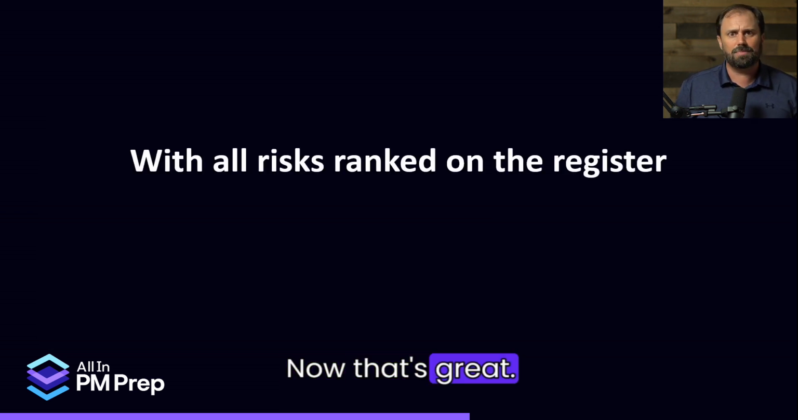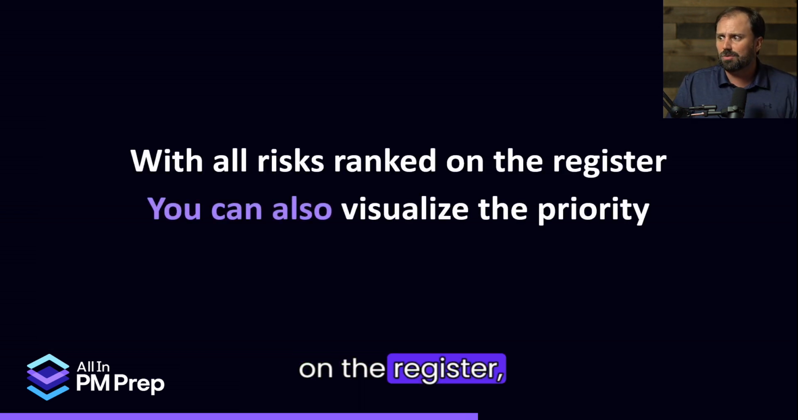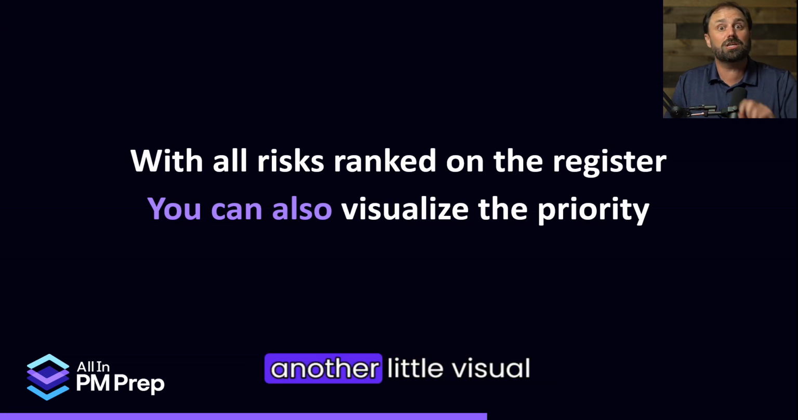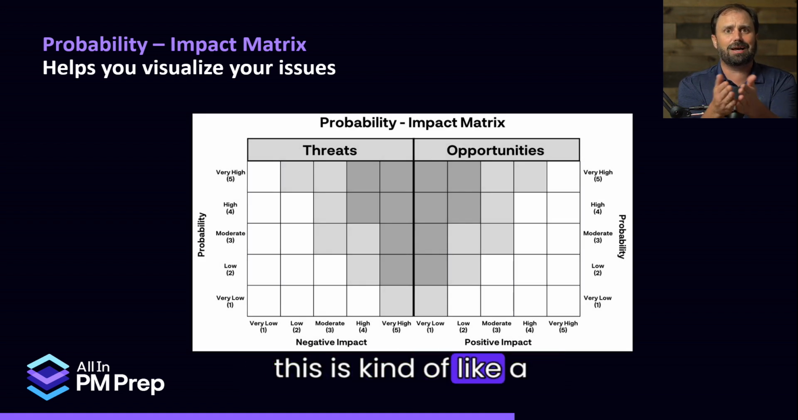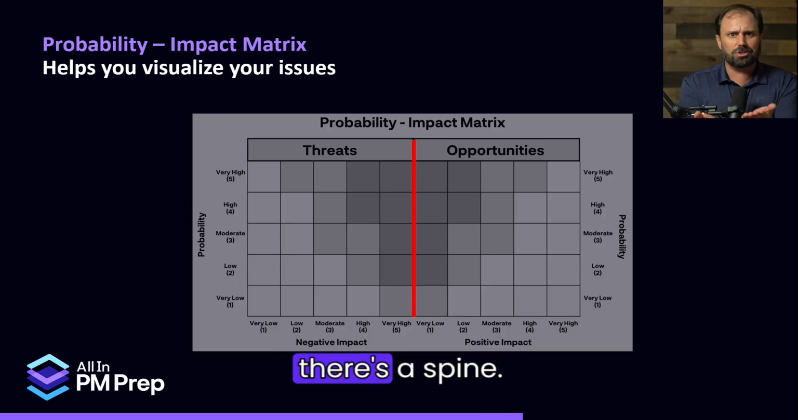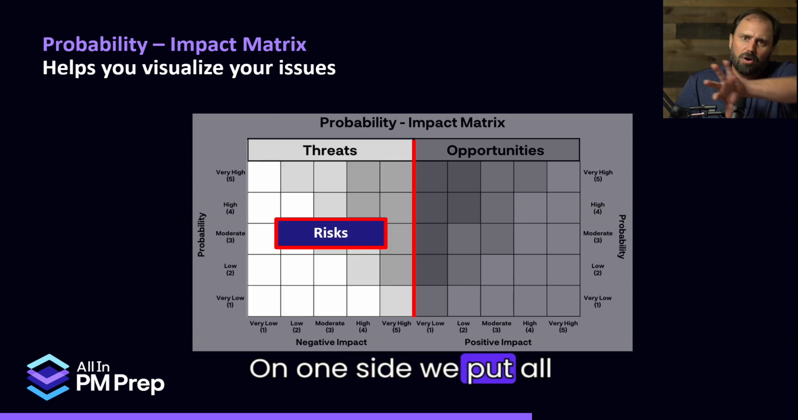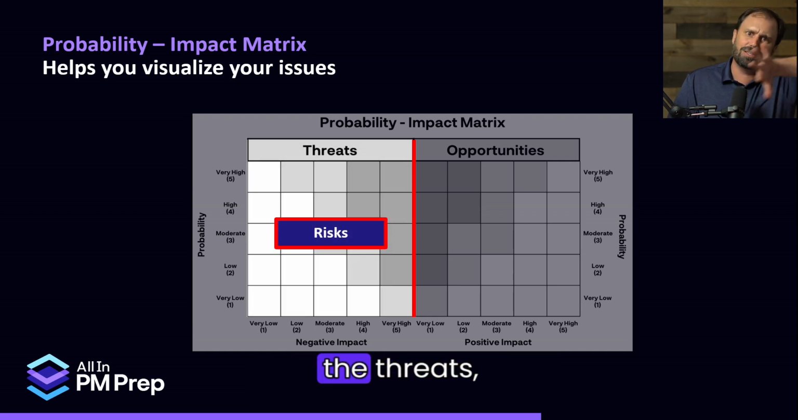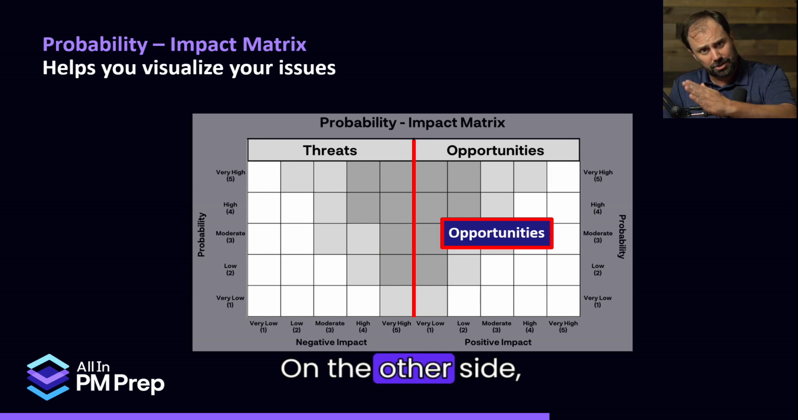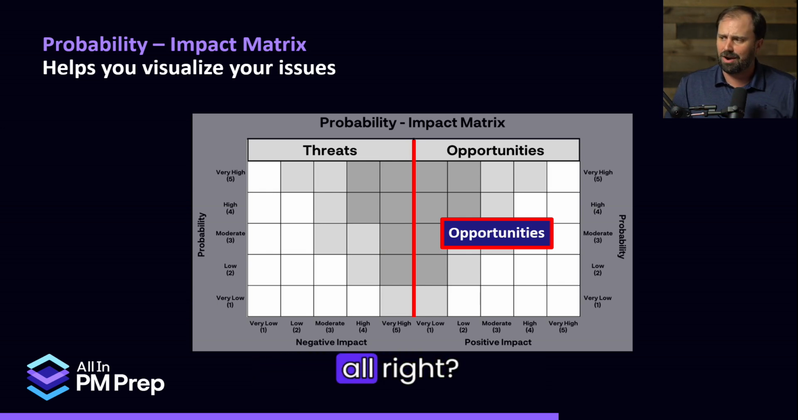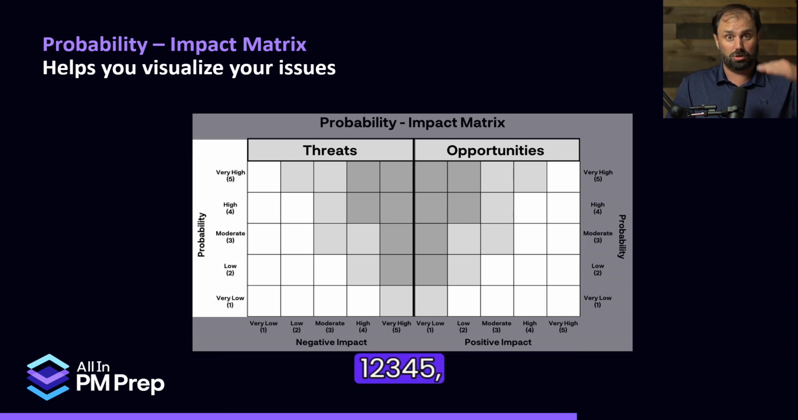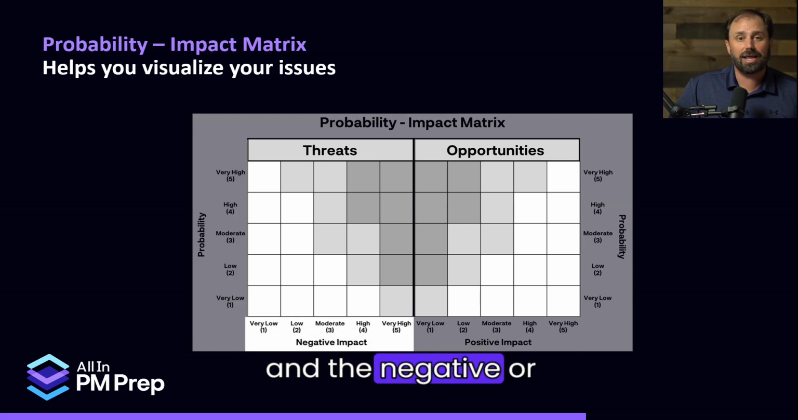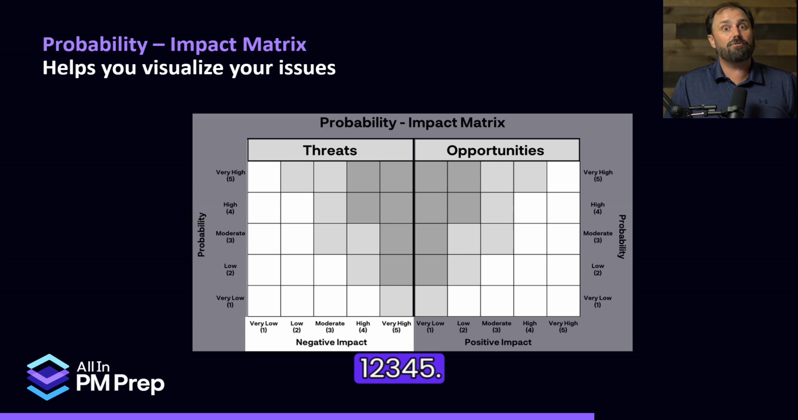Now that's great. Now, with all the risk ranked on the register, you can also visualize the priority using another little visual tool. It's called the probability and impact matrix. Now, the way to think about this is kind of like a book, all right? Now, in the middle, there's a spine. On one side, we put all our risks, the bad things, the threats, all right? On the other side, all the opportunities, the good stuff, all right? Now, the way it works is we rank the probabilities. Remember those scores? 1, 2, 3, 4, 5. And the negative or positive impacts. 1, 2, 3, 4, 5.